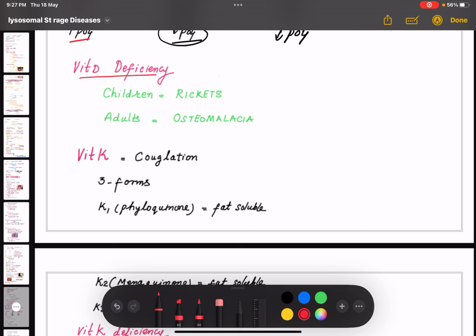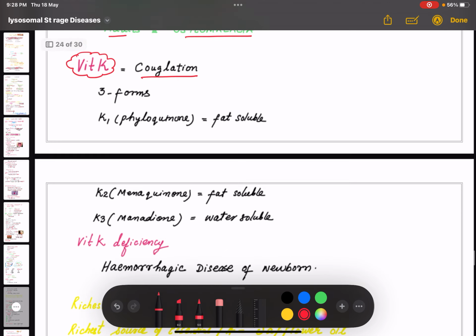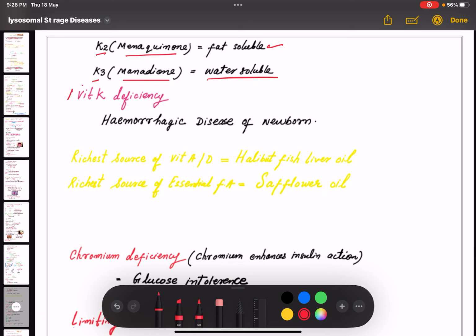Vitamin D deficiency in children results in rickets, and in adults it results in osteomalacia. Vitamin K is important for coagulation. K for coagulation, K for vitamin K. This vitamin K has three forms: K1, K2 and K3. K1 is also known as phylloquinone, K2 menaquinone, K3 menadione. Phylloquinone is fat soluble, K2 is also fat soluble, and K3 is water soluble. Vitamin K deficiency results in hemorrhagic disease of the newborn.